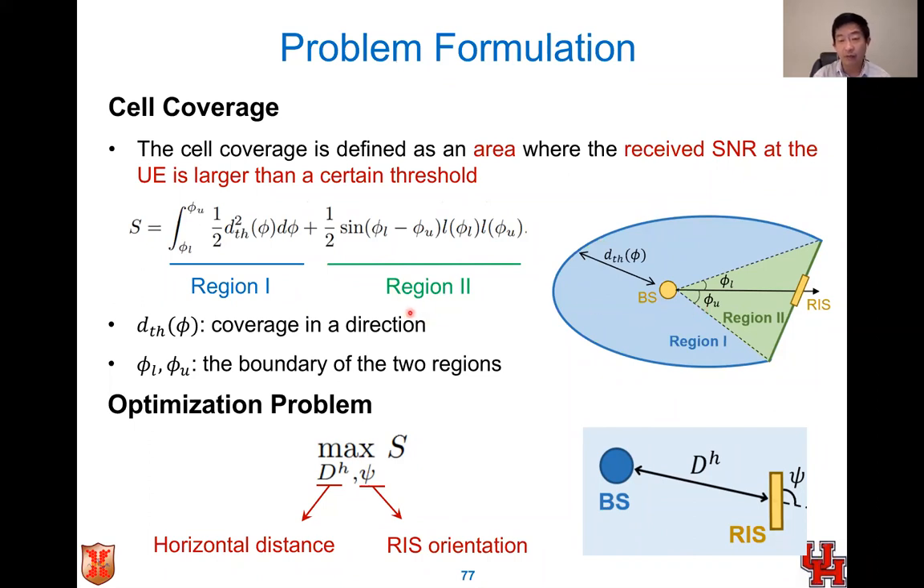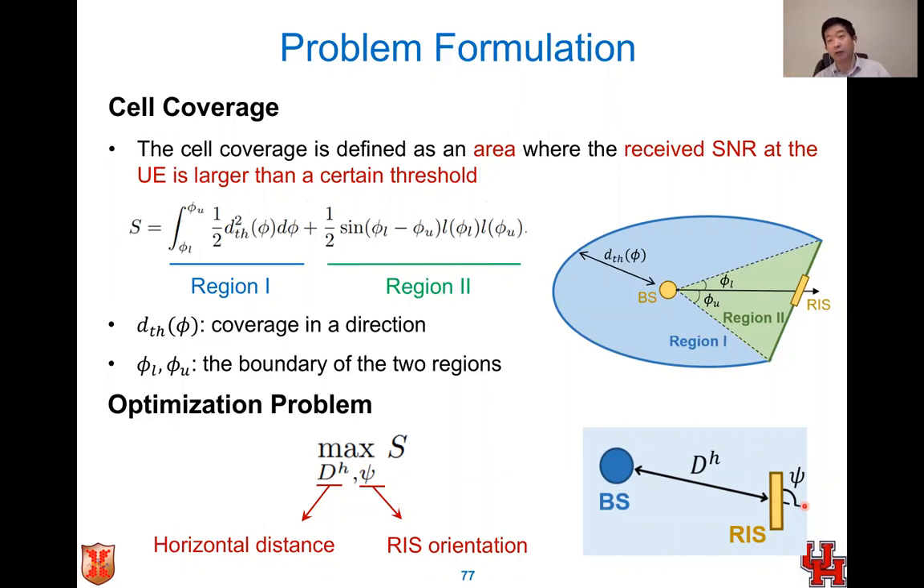We have region one, and then region two, which is around the RIS. Because the RIS reflection creates a strong multipath, it increases the signal-to-noise ratio at the receiver. This part is region two. Then we want to maximize the overall region size under two variables. One is the horizontal distance, and the second one is theta, the RIS reflection orientation.